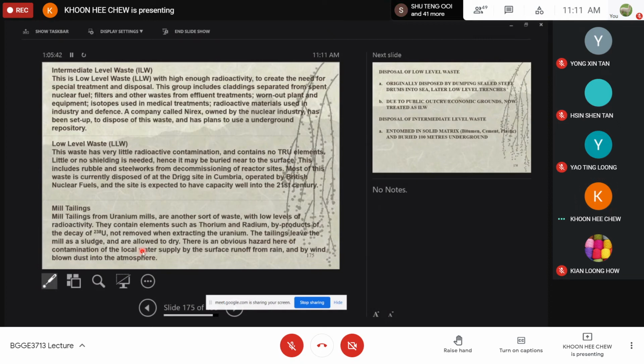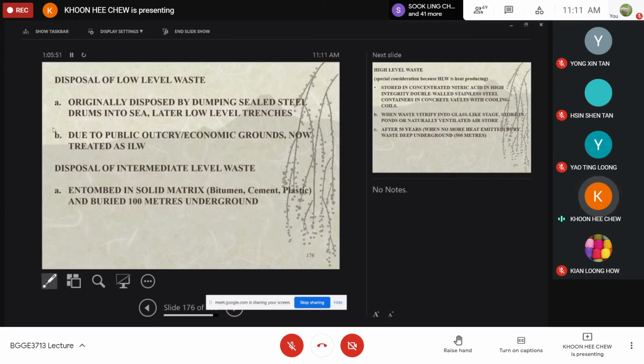Okay. Now, since we have generated so much waste, how are we going to treat the waste of nuclear energy? One of the ways is the disposal of low-level waste, originally disposed of by dumping sealed steel drums into the sea. So we put all the low-level waste into sealed steel drums and dump them into the oceans, okay. So next time when you have a submarine down there, you may be able to see, oh, there are so many steel drums there. They are all nuclear waste, okay.